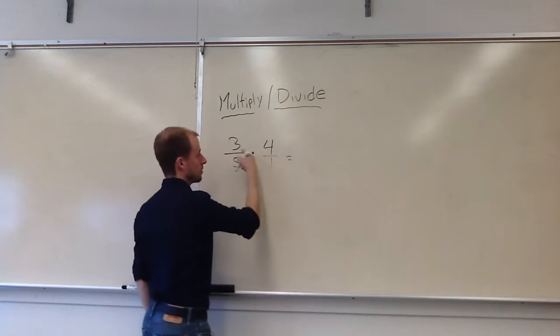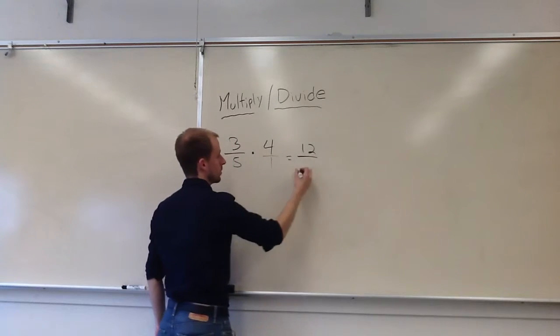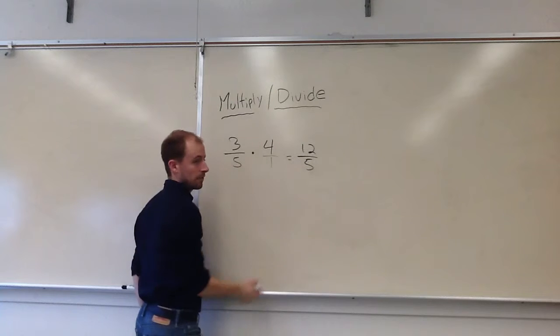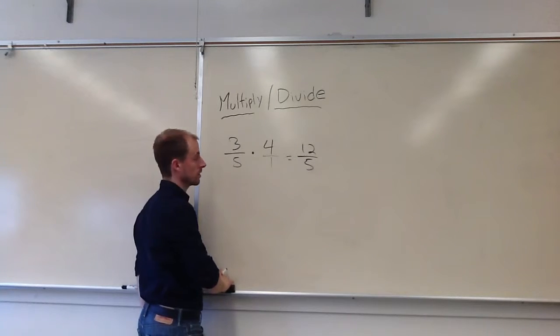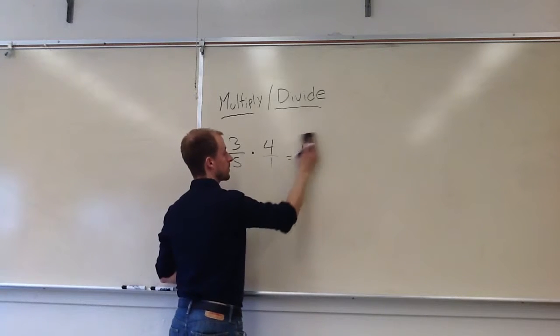And then from there, you just multiply like you normally would. 3 times 4 is 12, 5 times 1 is 5, and then simplify if possible. This is already simplified, so you're good to go. So multiplying is straightforward like that.